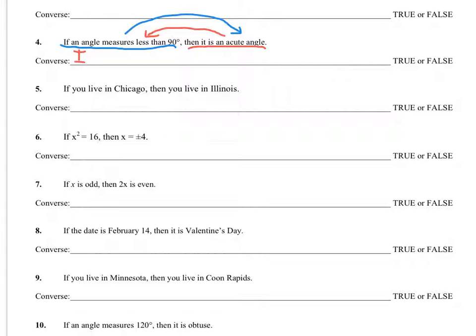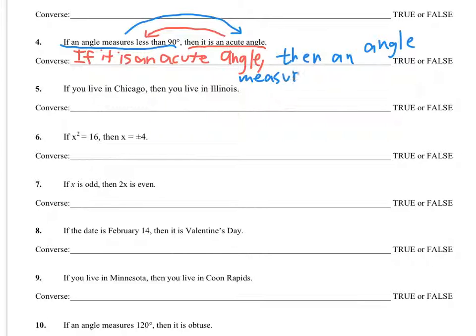If it is an acute angle, then an angle measures less than 90 degrees. So that is our converse of the original statement. We've now replaced the original hypothesis with the conclusion, and we've replaced the original conclusion with the hypothesis.